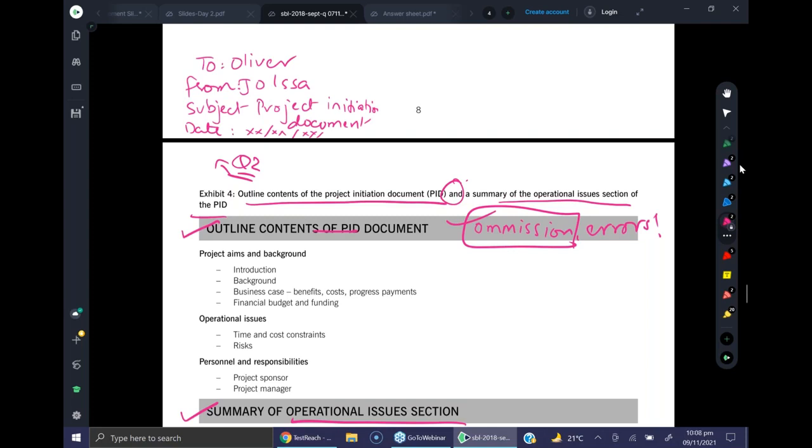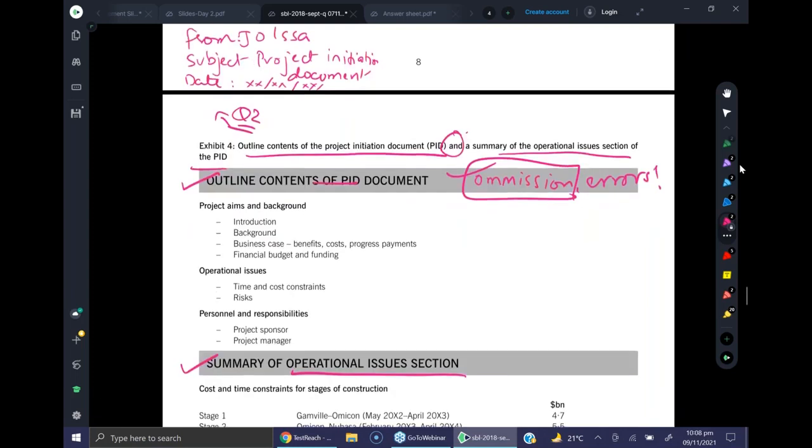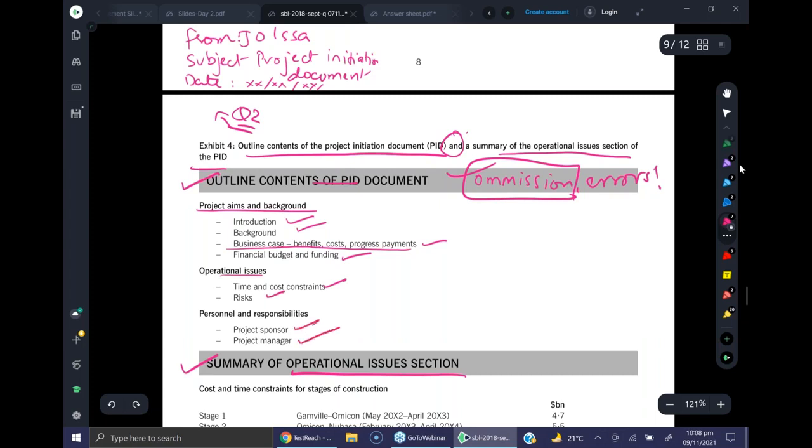Now, straight away, we are going to highlight the issues or feedback points. Let's talk about the PID first. It does mention aims and background, introduction of the project, the business case in terms of benefit, cost, progress payments, financial budget and funding. Operational issues also highlight time and cost constraints, risks, project sponsor, project manager. Are there any things which are missing? Time duration should have been included.